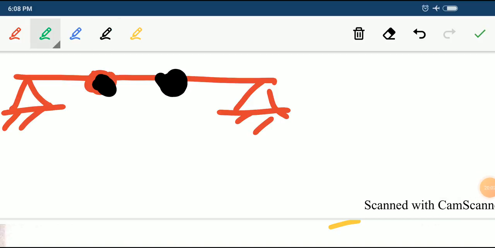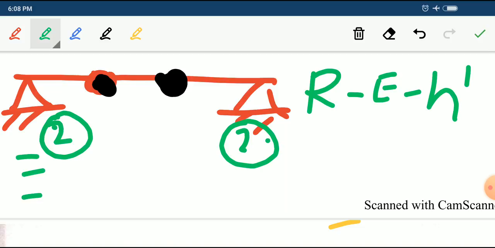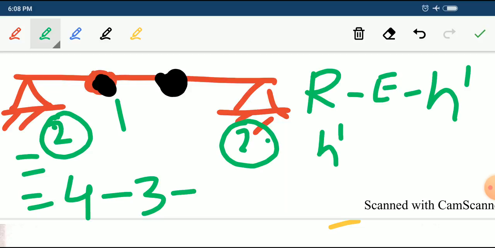Okay, now we find the degree of DS for this beam. So what is the formula? Again I will write R minus E minus H dash. So R, number of reactions: this is hinge, 2, and this is also hinge, that is equal to 2. So total number of reactions are 4, minus number of equilibrium equations 3. Here there are two hinges, so H1 is equal to m minus 1, that is equal to 1.